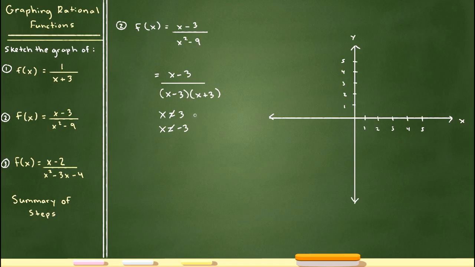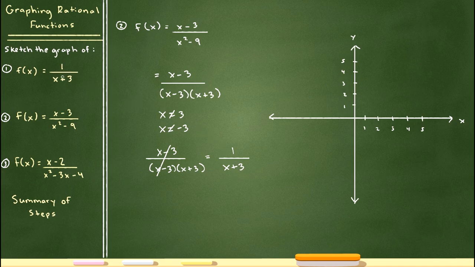So we have to determine whether these are going to be holes in our graph or vertical asymptotes. Here's how we can tell. We're not sure at this point, but what we want to do now is simplify this expression. Let me rewrite it down here. We have x minus 3 divided by (x minus 3) times (x plus 3). We see that the x minus 3's cancel out, and we're left with 1 divided by x plus 3.